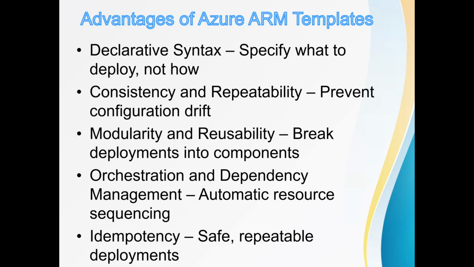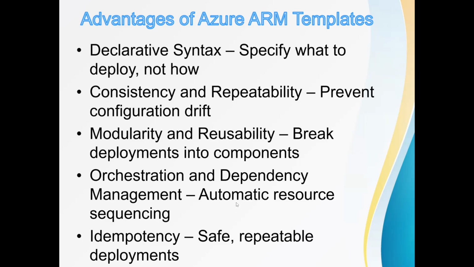Modularity and reusability. So break deployments into modules and components. Each deployment will be made up of different modules, and those modules will add up together to make one big deployment. It allows us to have modularity, like the same VM deployment code we can use in multiple ARM templates. So that is also allowed. So it allows for modularity and reusability.